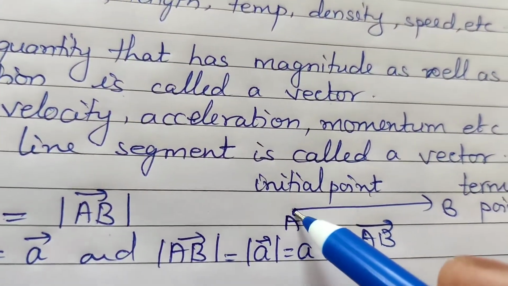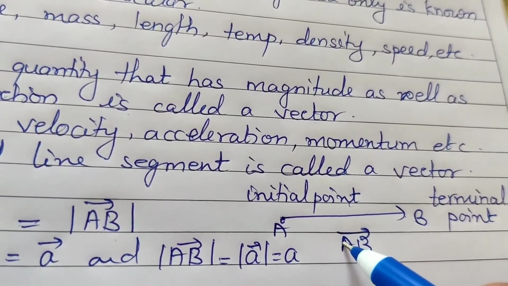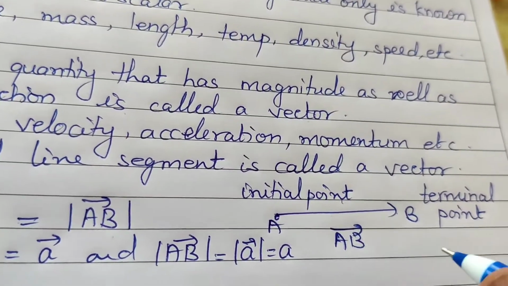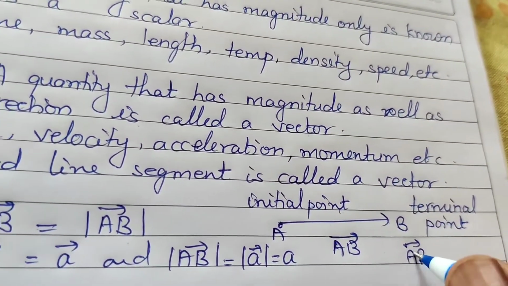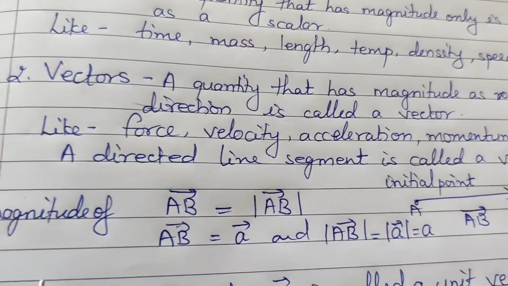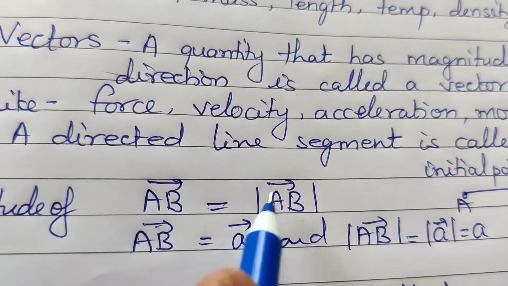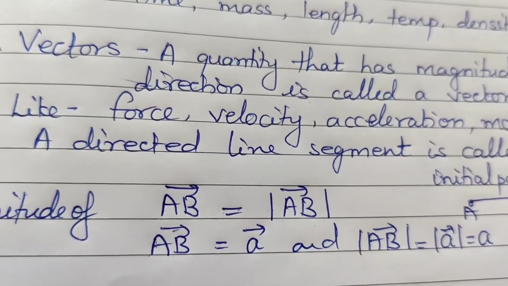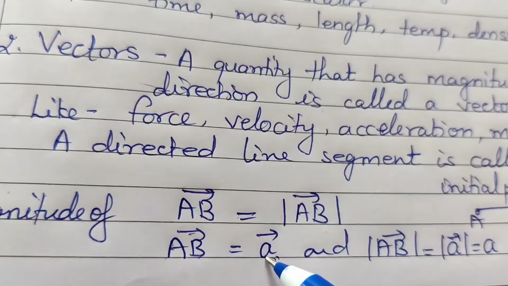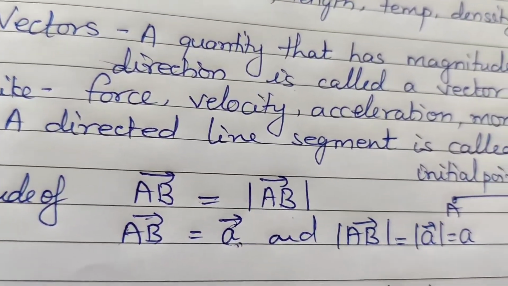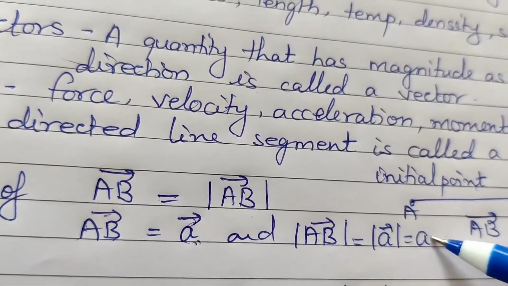Suppose it is a vector, the initial point is A and the terminal point is B. So we represent the vector in this form, AB bar. This is a head and tail. Okay, like this, it is a vector. The magnitude of vector AB is equal to the modulus value of vector A. We can represent the vector in a single small letter like this, a with an arrow. AB equal to a. The magnitude of this vector is equal to |a|.